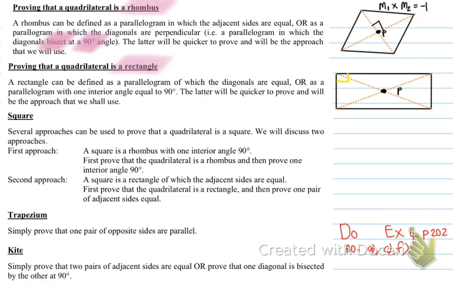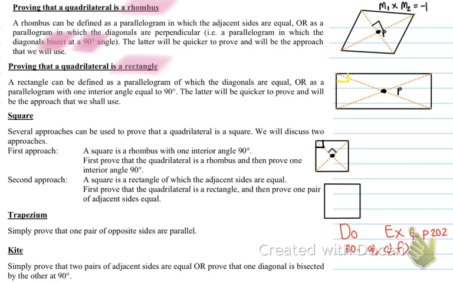For a square, we have two methods. The first method is that a square is a rhombus with one interior angle 90 degrees. Okay, so a rhombus, what do we need for a rhombus again? We need to prove that the midpoints are the same and that the diagonals bisect one another perpendicularly, and then for the square something else gets added, and that's that one of the interior angles is 90 degrees. So I need three things to prove that it is a square.